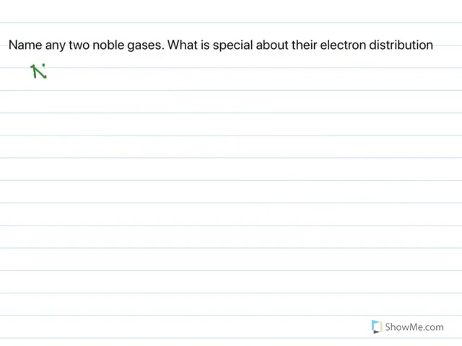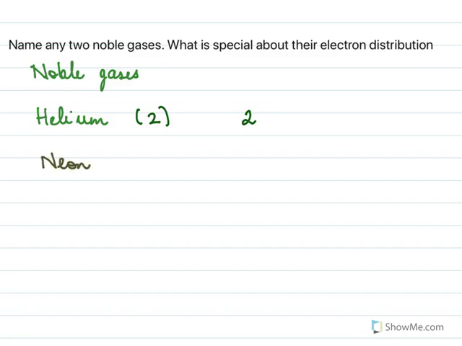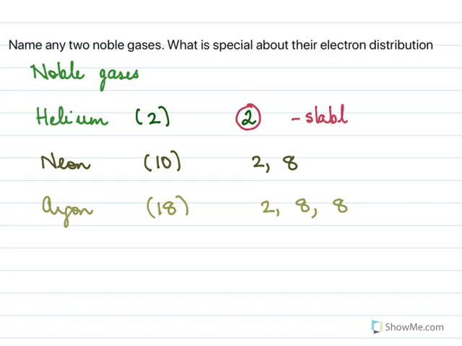Name any 2 noble gases. For noble gases we have helium. Its atomic number is 2, so configuration 2. Then there is neon, atomic number 10, configuration 2,8. And then we have argon, atomic number 18, configuration 2,8,8. Now what is so special in the configuration? See the outermost orbit 2, this is stable, outermost electrons 8 here also, so stable.